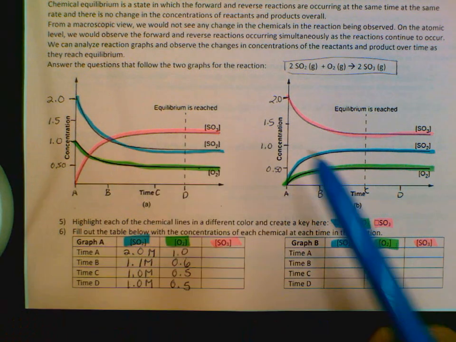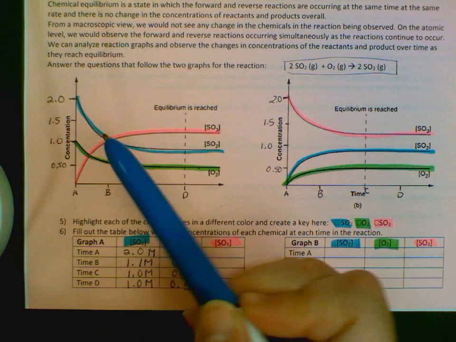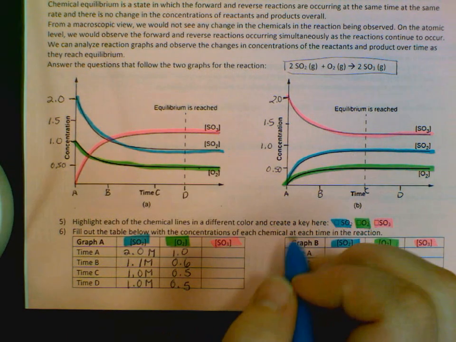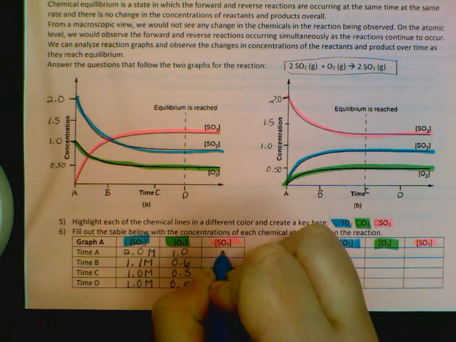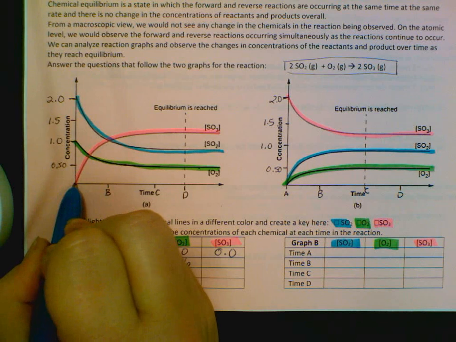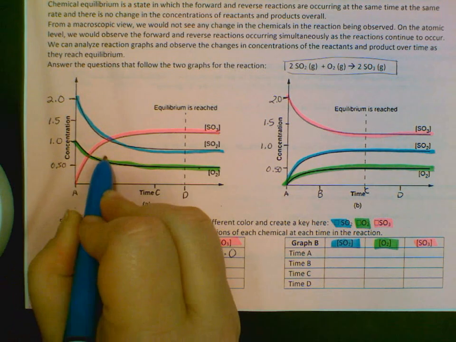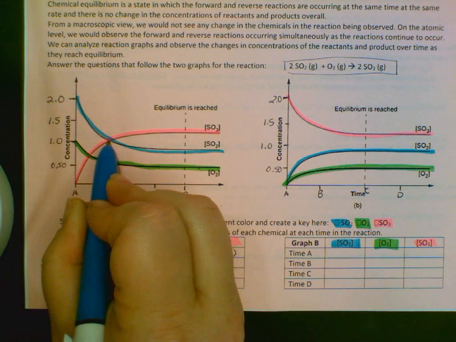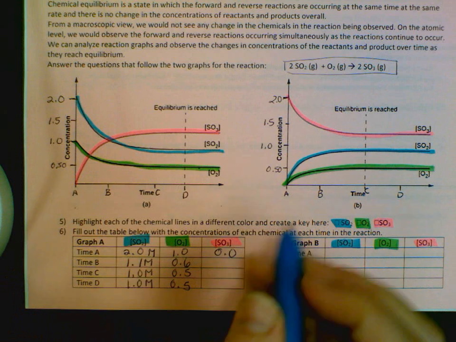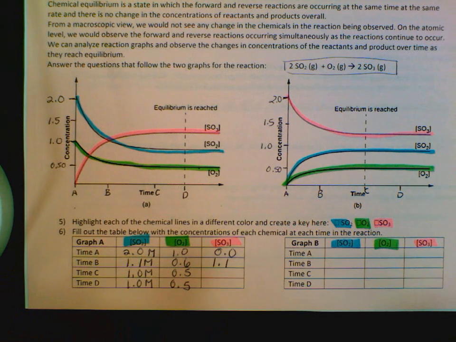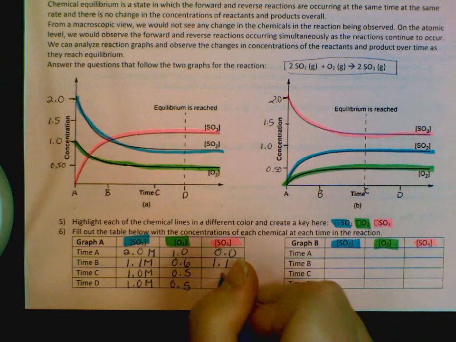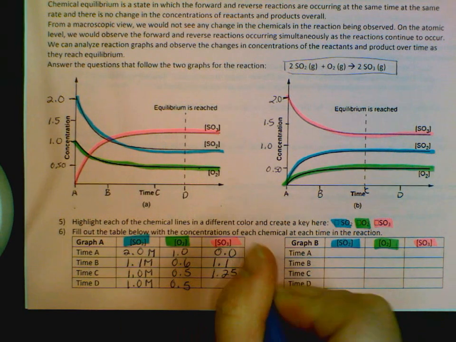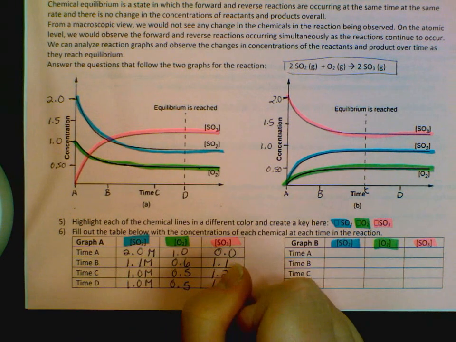And then our last one, SO3. So you can always pause and try this out on your own. But at time 0, we've got 0, because it's right at the beginning. At point B, we're pretty much equal with that blue line. So the blue line was at 1.1. At time C, we're at about 1.25, looks like. And still at that at D.